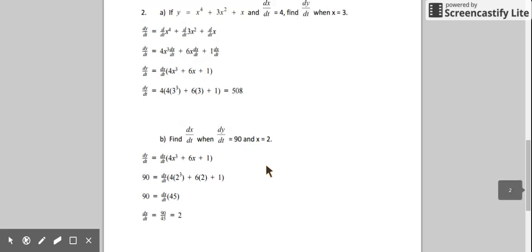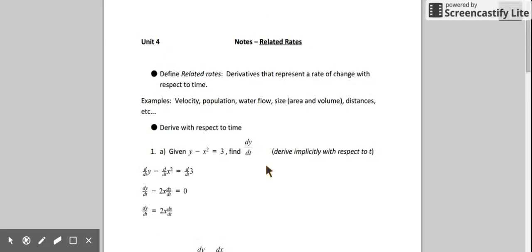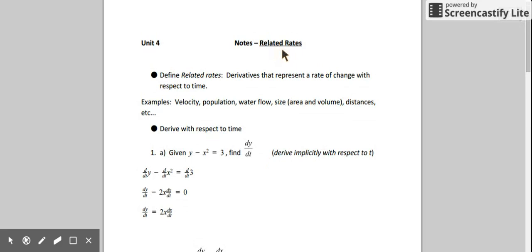So there's a little introduction into finding derivatives with respect to time, and we'll use that in the following videos when we do applications of related rates.